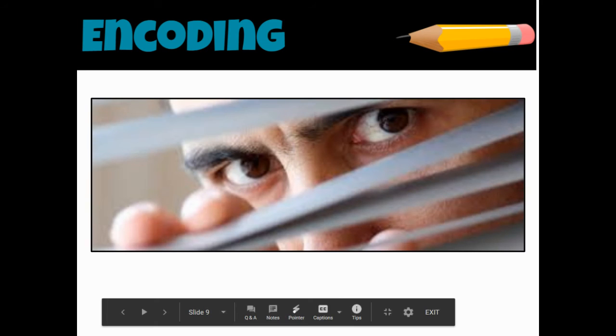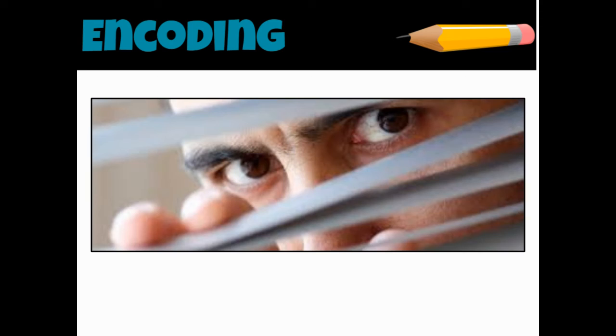Ooh, that looks creepy. What word do you think they are wanting you to say? Distrust. This guy is peeking out the window because he does not trust whatever he's looking at. He distrusts it. Frank looked out his window with his eyes full of distrust.